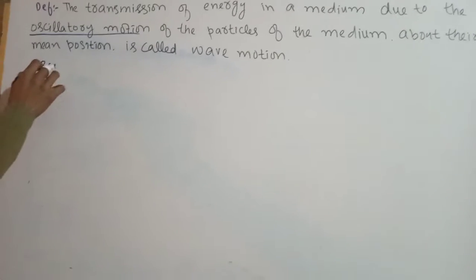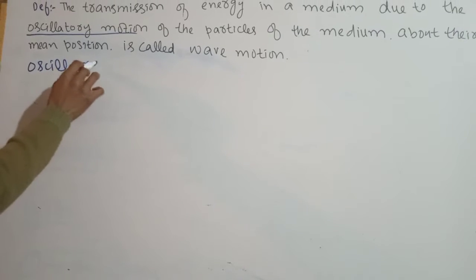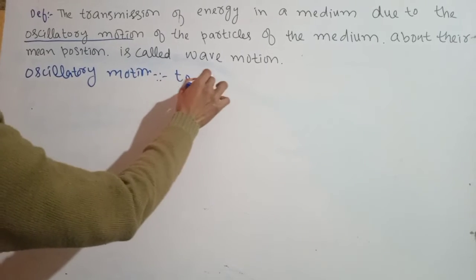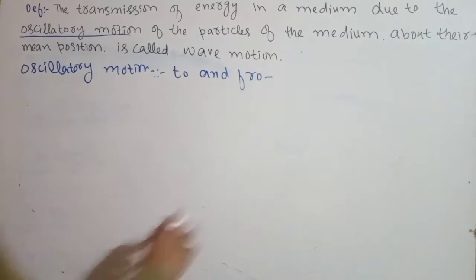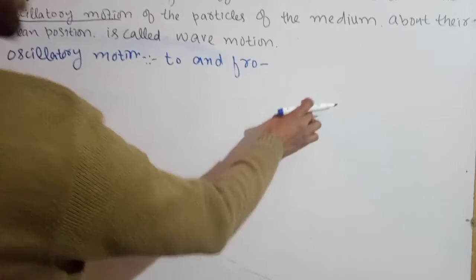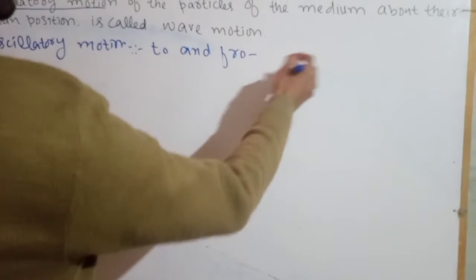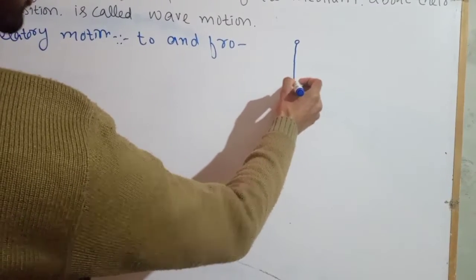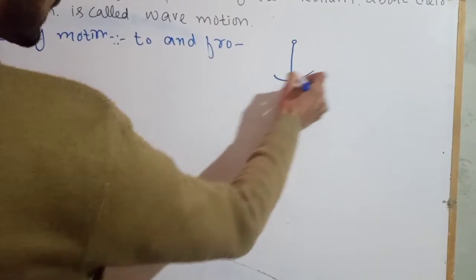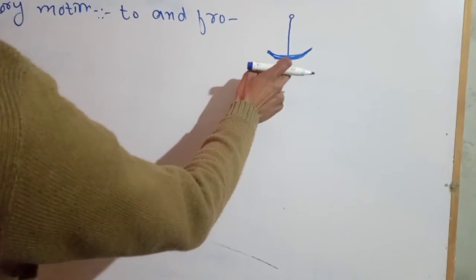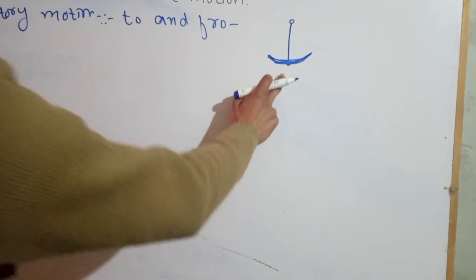Oscillatory motion means the to and fro motion about the mean position. It means the motion of the particle about a specific point in two different directions. For example, we have this pendulum and this one is its mean position, and it is vibrating in this direction to and fro. So we can say that the pendulum is in oscillatory motion.